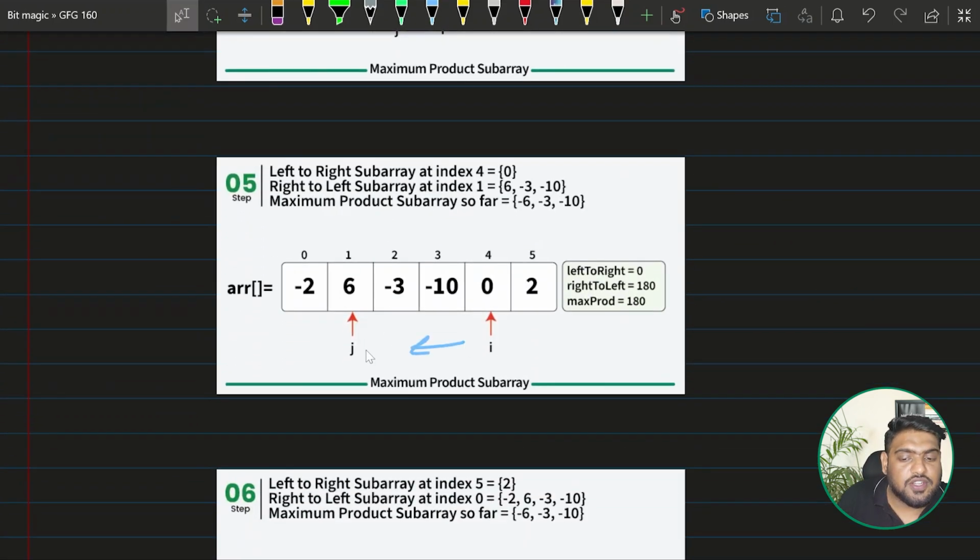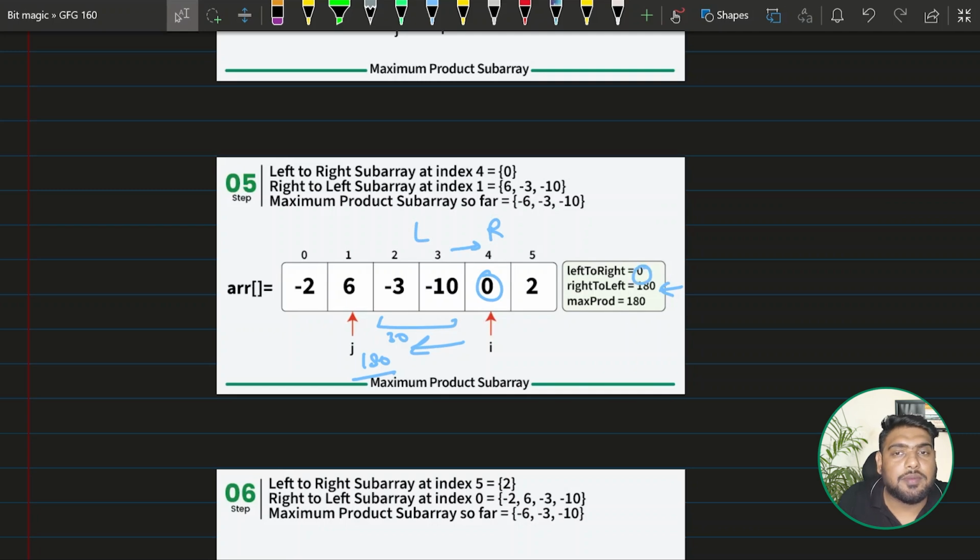In this direction, my j is working. I had 30 multiplied with 6. I got 180, a positive big value, which is kept here. Now, once I include 0 here, in this direction, left to right, what will happen?